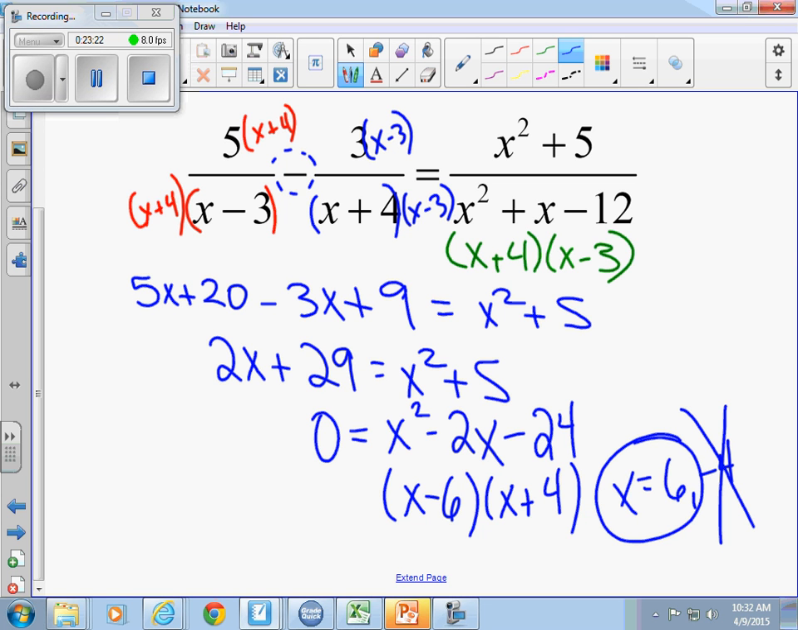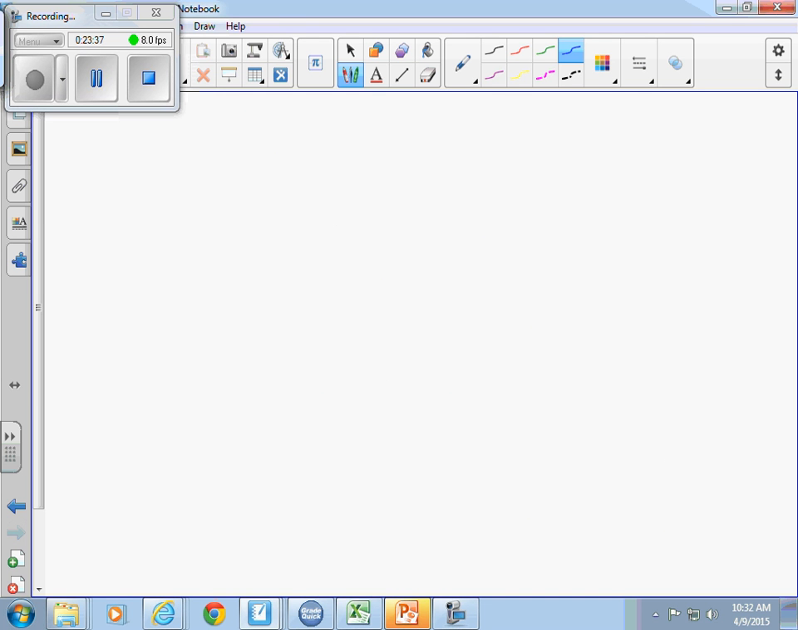Did everyone see why? On the quiz, a lot of you missed that. You did everything so perfect. Got x equals 3 and forgot to say, no it doesn't. It can't. So make sure you say no solution or just the 6 if that's the case.